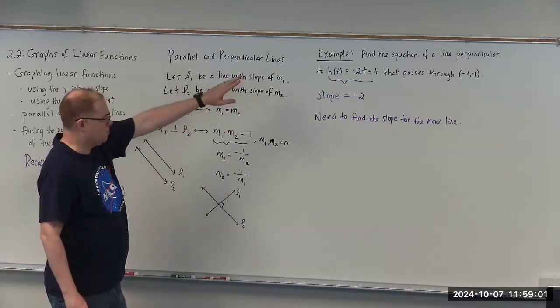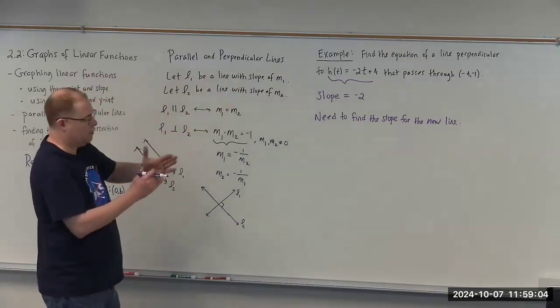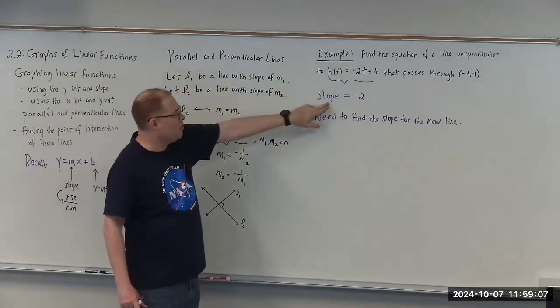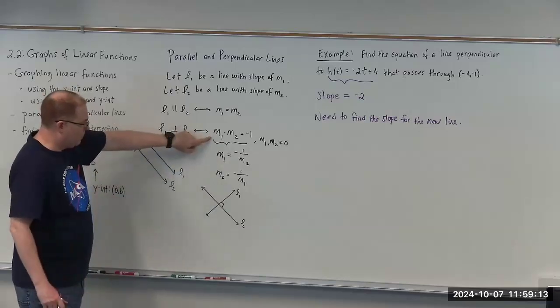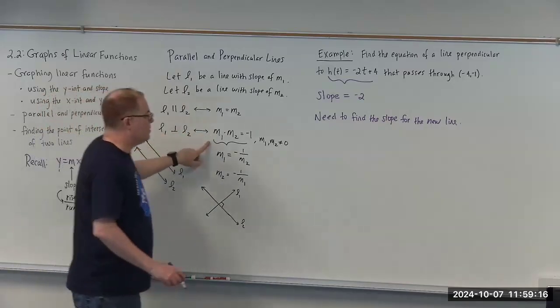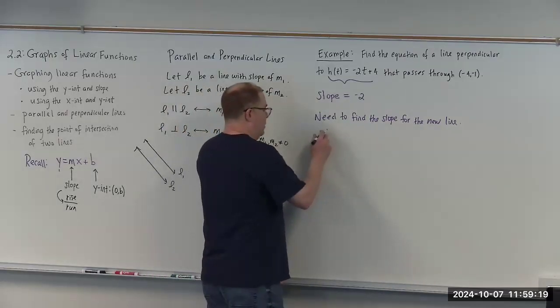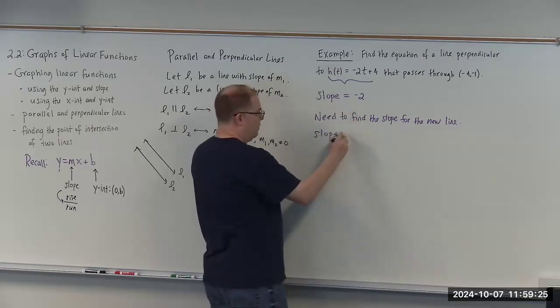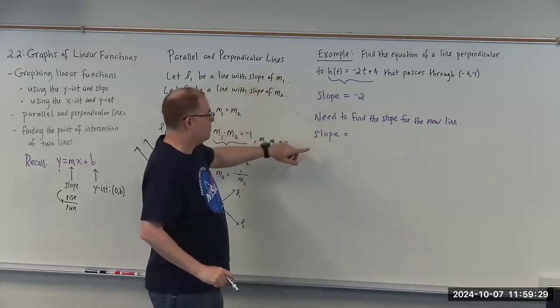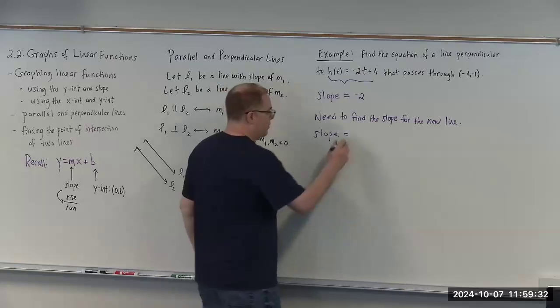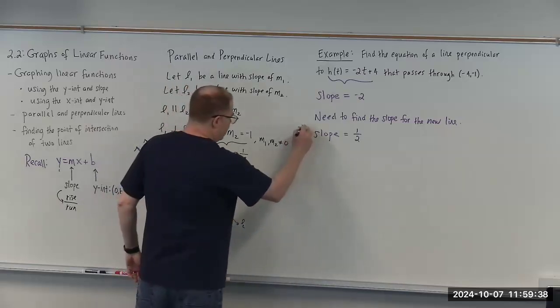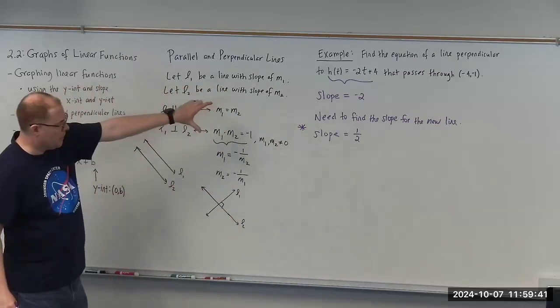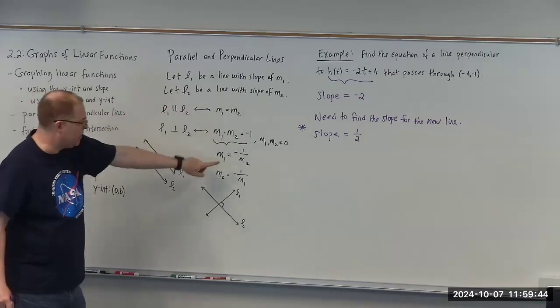Since we want the new line to be perpendicular to this one, and we know the slope of this line is -2, to get the slope for the new line, the slope that we need is going to be the negative reciprocal. You take the reciprocal of this, and then take the negative of that value. So it's going to be 1/2. When we multiply those, we get -2 times 1/2, which gives us negative 1.